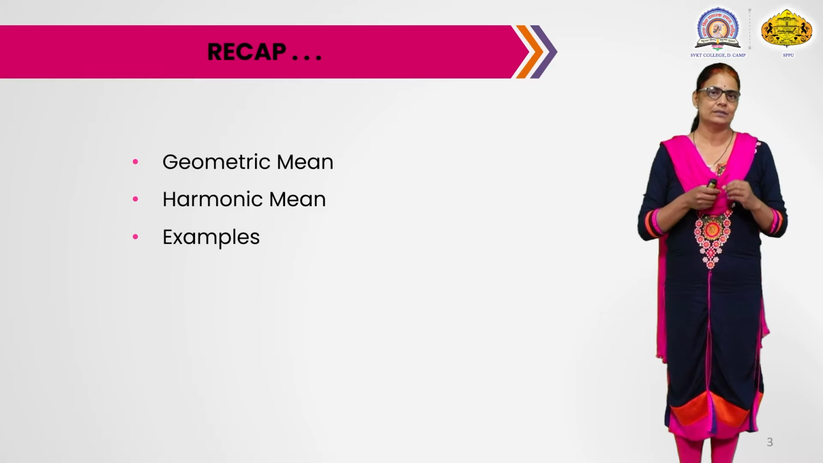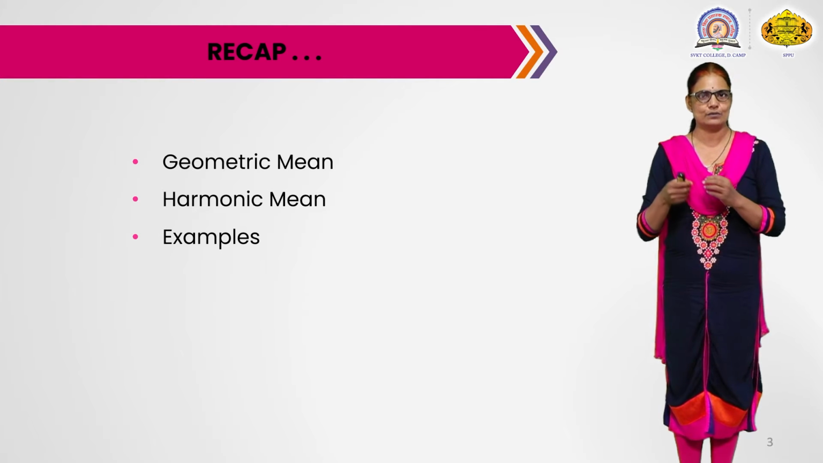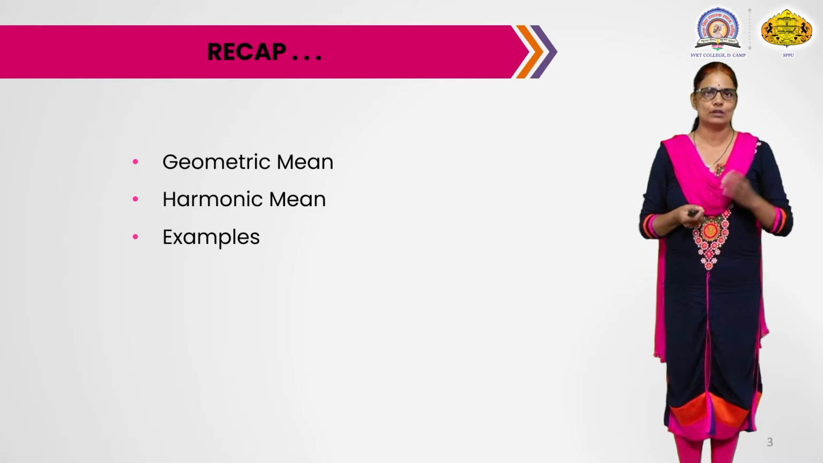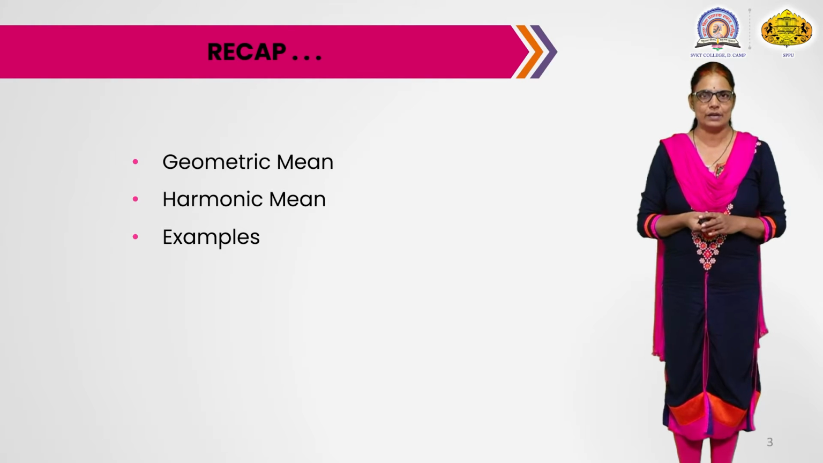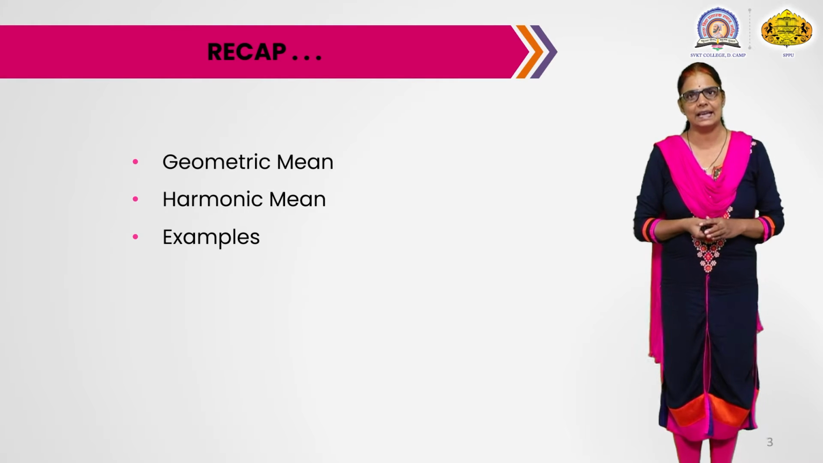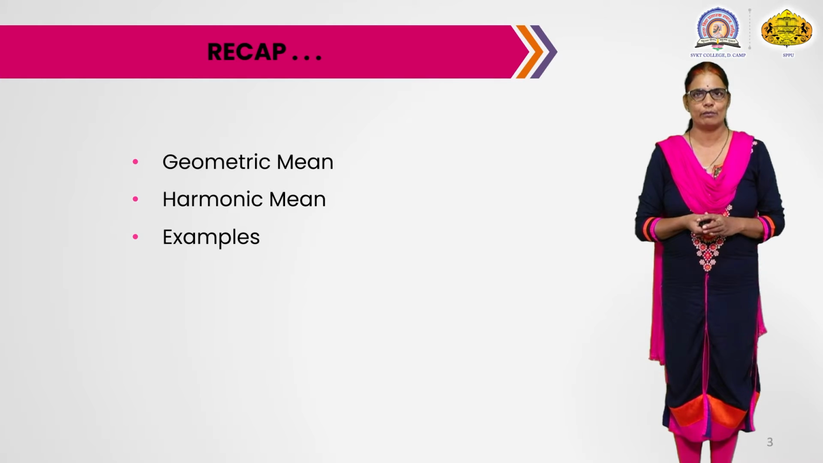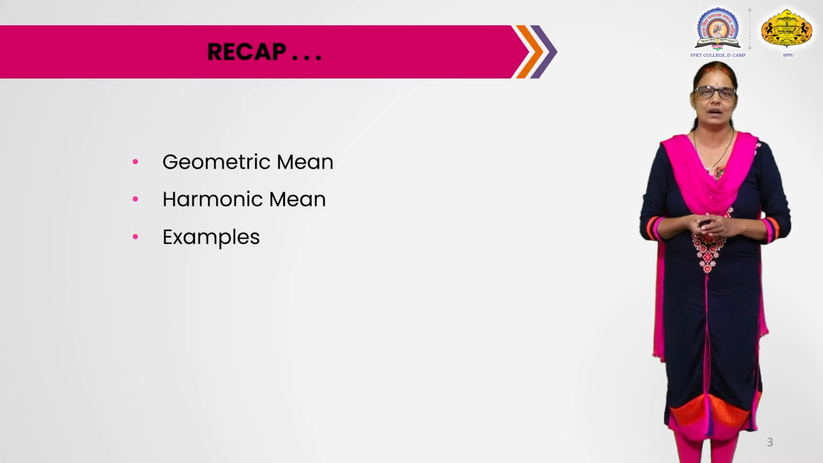Suppose we are given the observations x1, x2, xn with the frequencies f1, f2, fn respectively. Then the formula for the geometric mean is (x1 raised to f1 into x2 raised to f2 up to xn raised to fn) whole bracket raised to 1 upon capital N, where capital N is the total frequency. That is, capital N equals f1 plus f2 plus up to fn.